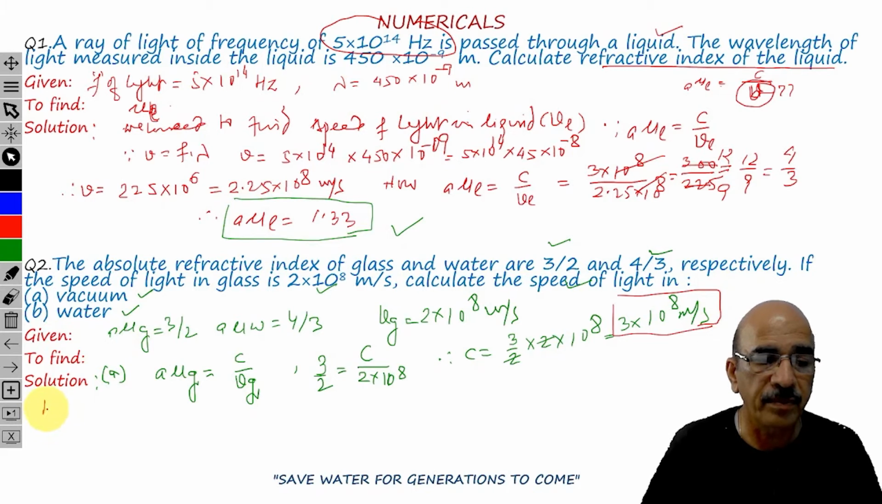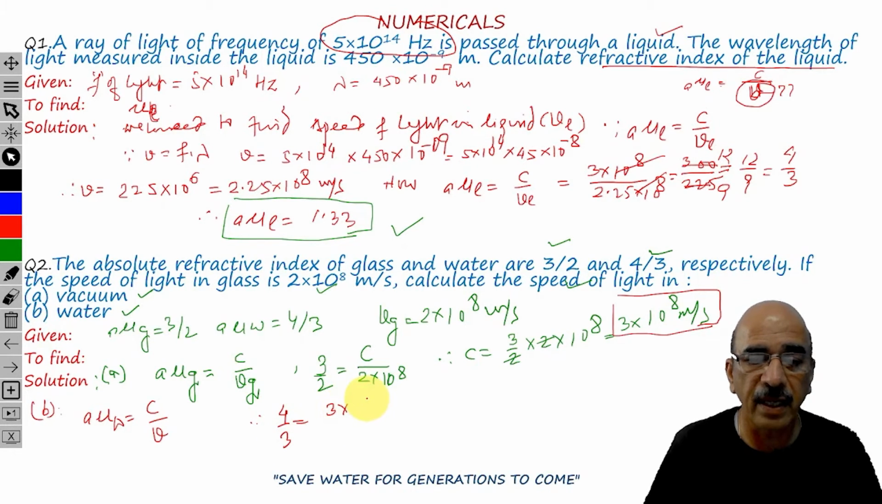Now after that second part here. तो second part में देखिए क्या करेंगे इसमें. We need to find the speed of light in water now. So speed of light in water find के लिए क्या करेंगे? यहाँ लिखेंगे a mu w is equal to C upon Vw, and a mu w is given how much? It is 4/3. So therefore it will be 4/3 is equal to C is 3 into 10 raised to power 8, and here we need to find speed of light in water.